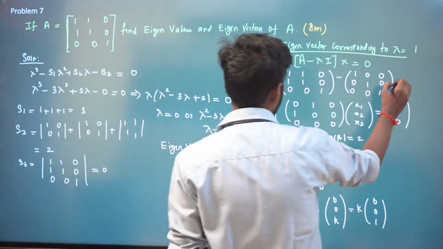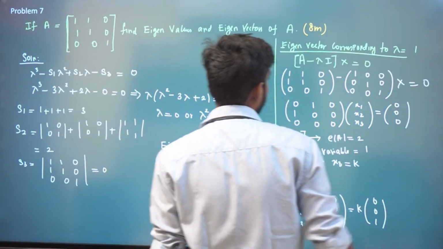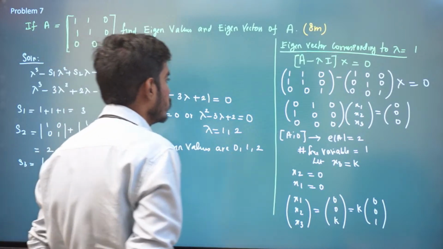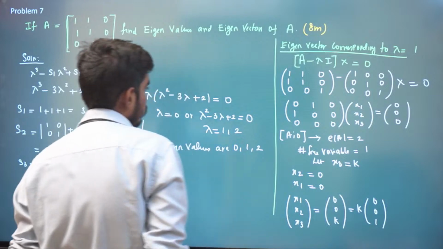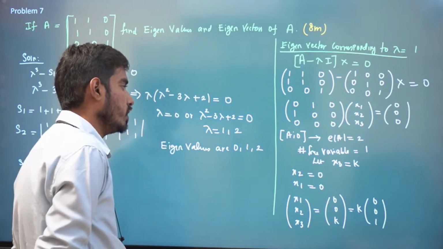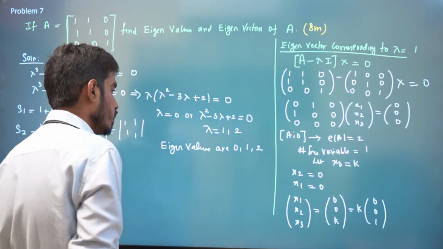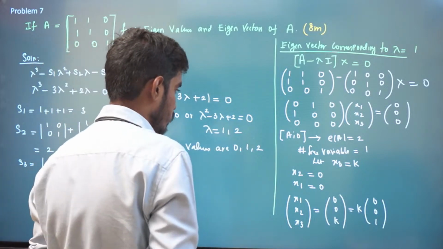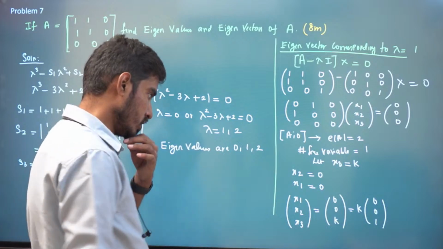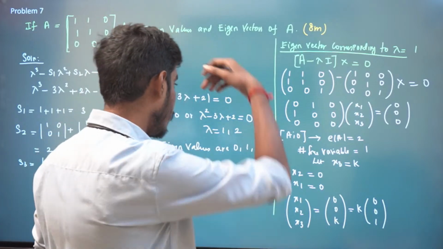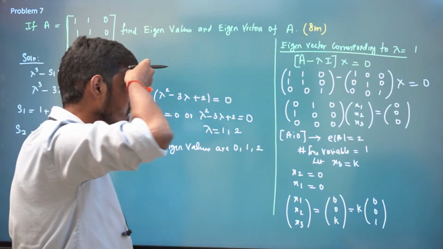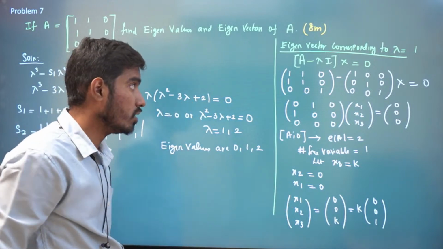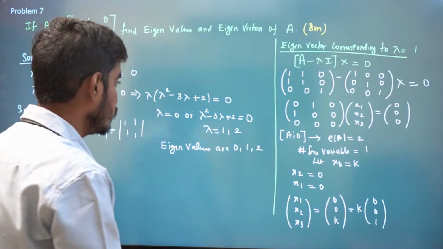Then (A minus lambda I) x is equal to 0. So 1 minus 1 is 0, and then we will have 0 1 0, 0 0 0, and 0 0 0. So rank is 2, so we have one free variable. I'm assuming x3 to be k. Then x1 and x2 are 0. So (0, 0, 1) is the basis for the eigenspace corresponding to lambda equal to 1, and the dimension is 1 also.